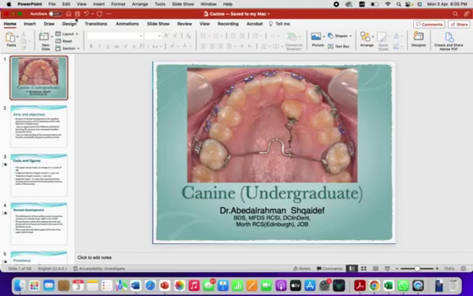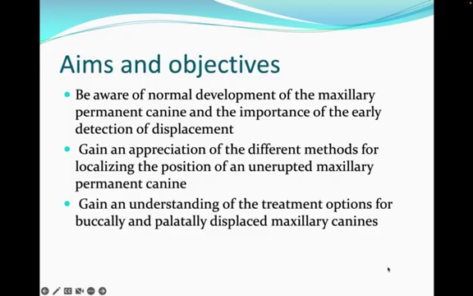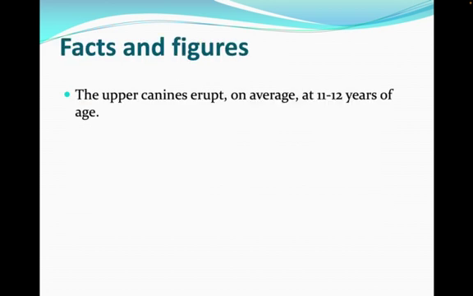About canine and the management of impacted canine. In this lecture, we're going to start with the development of the maxillary canine, and then we can understand the difference in the methods of localization of the canine, how we localize buccally impacted canine, and then understand the treatment options for the buccally impacted and palatally impacted canine. So, starting with a little bit of facts about the canines.